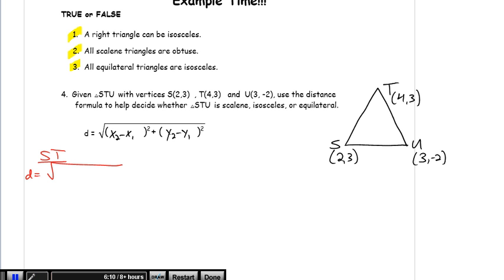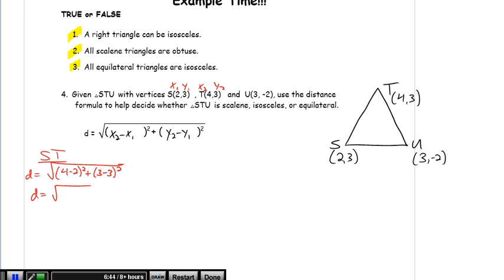So ST, if we look at this, it would be 3 minus 3 squared plus, actually I did y's, it doesn't really matter, but I'll stay consistent with my formula. So I'll do x's first. 4 minus 2 squared, subtract your x's. Then in the same order, doesn't matter in this particular case, subtract your y's. So again, this is x1, y1, x2, y2, 4 minus 2 squared plus 3 minus 3 squared.